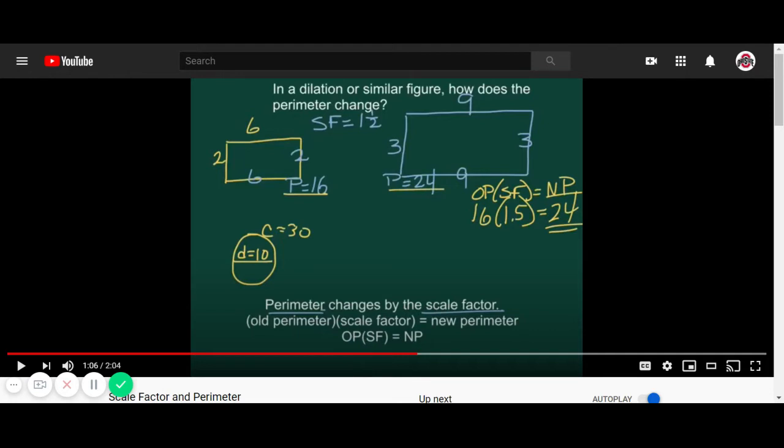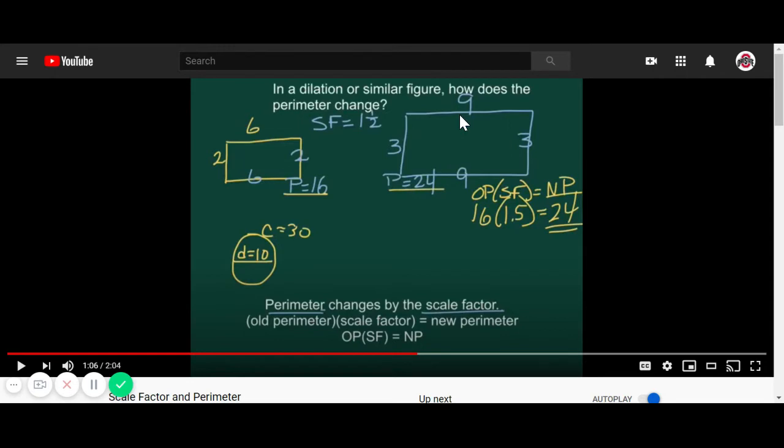So here she's showing you how to find the perimeter of a figure that's been dilated by a scale factor. You could, just like she did, take the new rectangle and find all the side lengths and add them up, but it's a lot faster to just multiply by the scale factor, which is what we want you guys to do. So take 16, the original perimeter, multiply it by the scale factor of 1.5, and you'll get the new perimeter of 24. It's a lot faster than redrawing the figure.